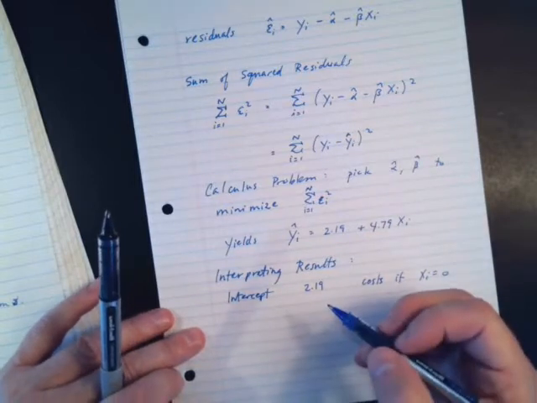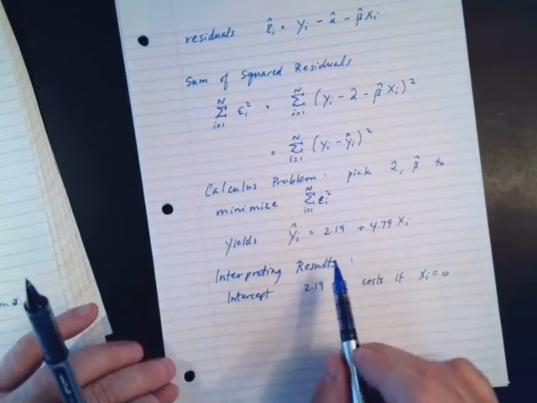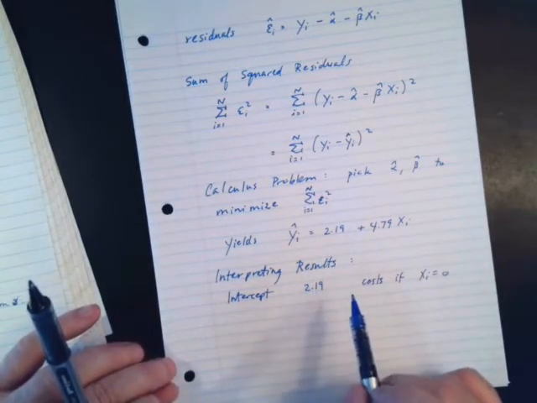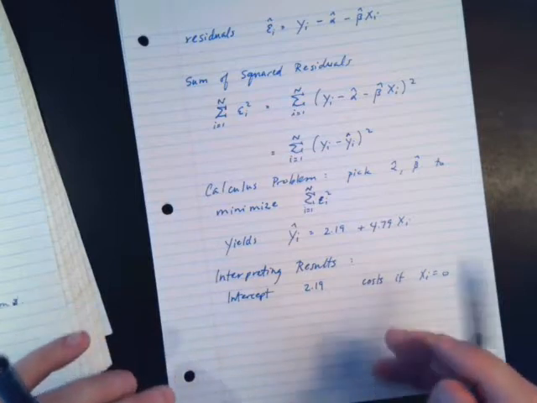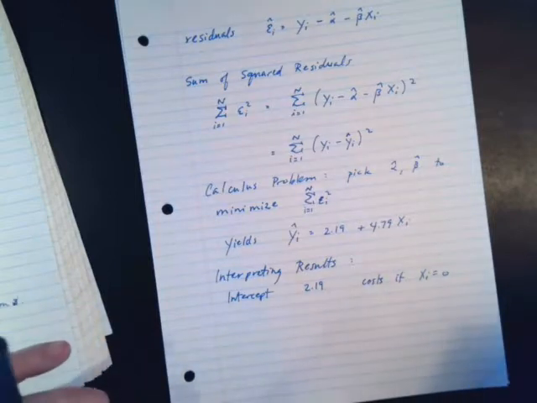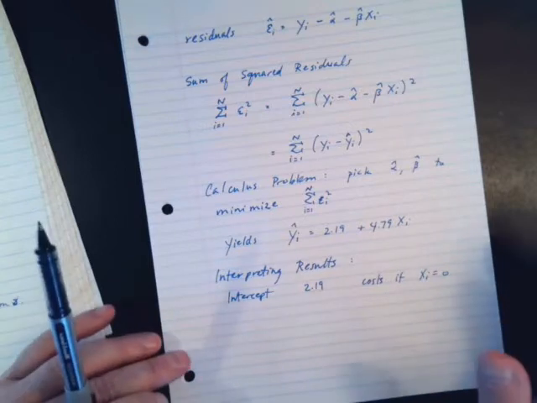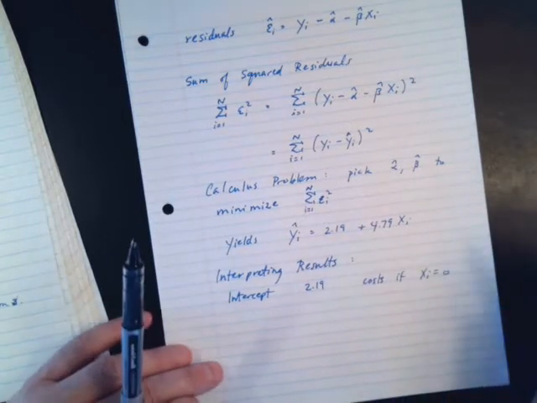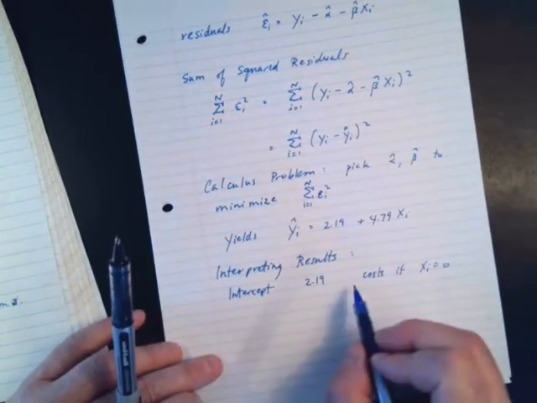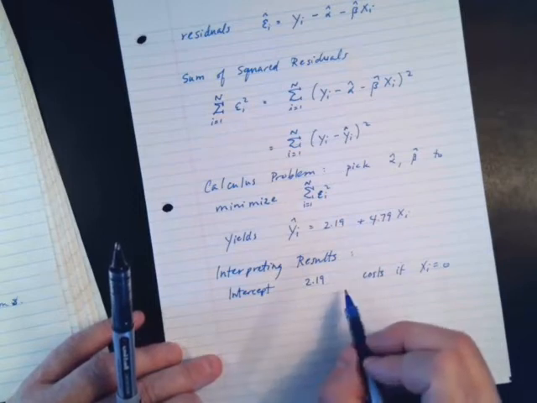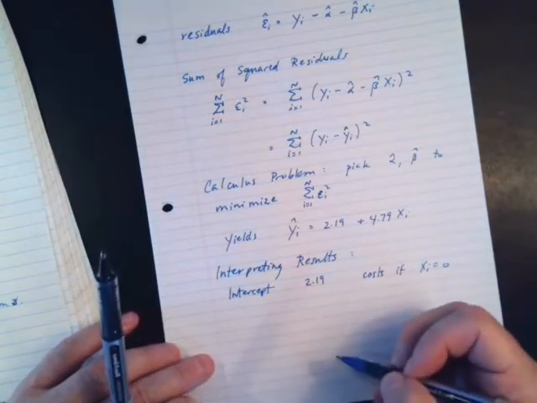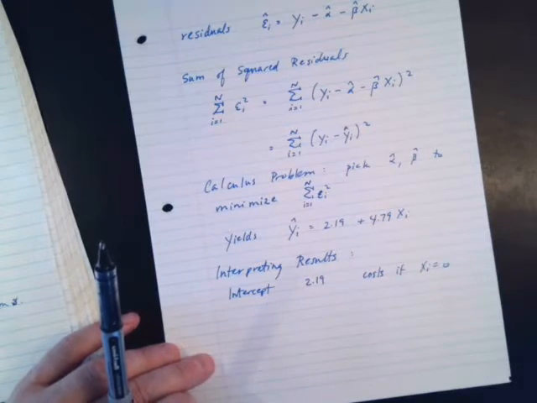But you have to be careful with that. You have to be careful when you interpret an intercept, because oftentimes the intercept is way outside of the sample and it may not actually be a very meaningful number. So in this case though, the sample does actually go pretty close to the intercept, so it's not a bad estimate.